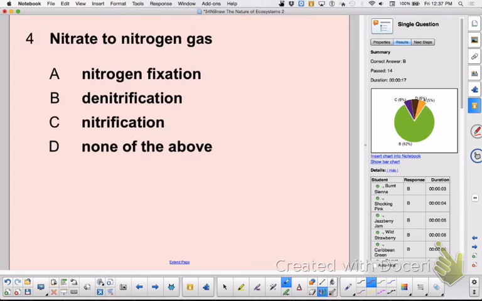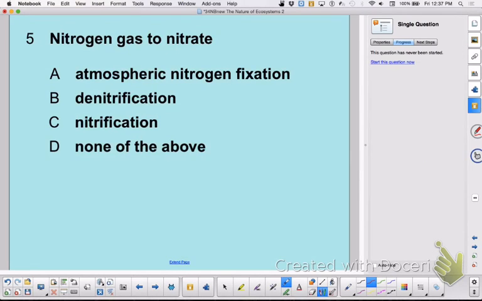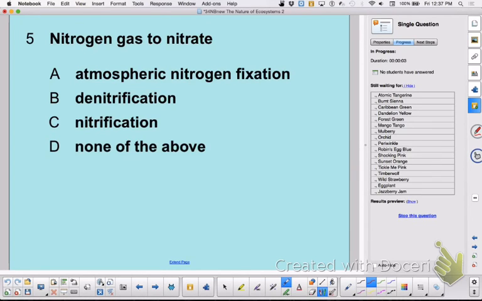Okay, good. Most of you got that denitrification. So you think, I'm at nitrate. Now I'm going back into the air. That's denitrification. Think it out. Look at what you're starting with, look at where you're ending. Think about the dance.